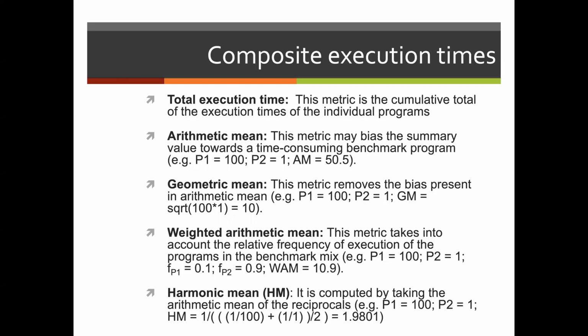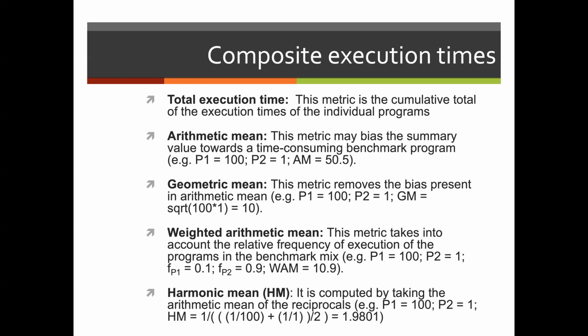And so there are a number of different components that can be considered when evaluating processor performance with a benchmark. There are a number of different performance indicators that can be used. We've talked about the total execution time. This is going to be the metric that's a cumulative total of the execution times of individual programs.